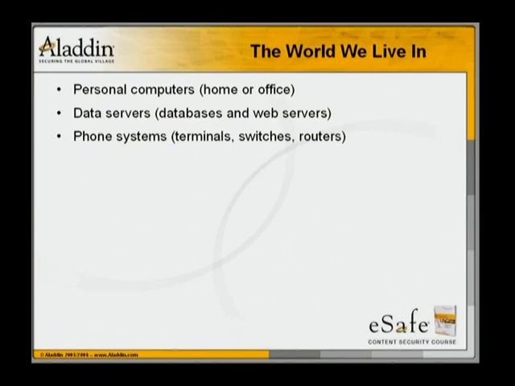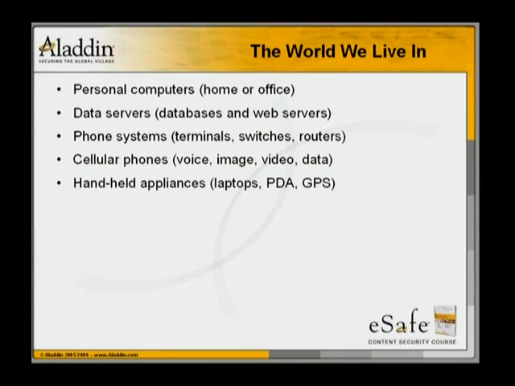Another type is phone systems. Cellular phones, terminals, switches, routers, all those types are basically types of phone systems. As we said, cellular phones, we have many types of cellular phones that we can use. Some can use voice recognition. Some can also do something called MMS, multimedia messaging, video streaming, and of course data. You can surf the internet using your cellular phone. Handheld appliances, Pocket PC, Palm Pilot, GPSs, laptops, basically whatever you can hold in your hand.